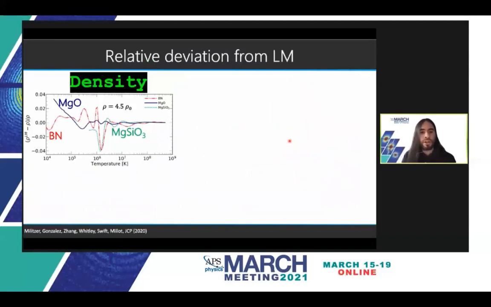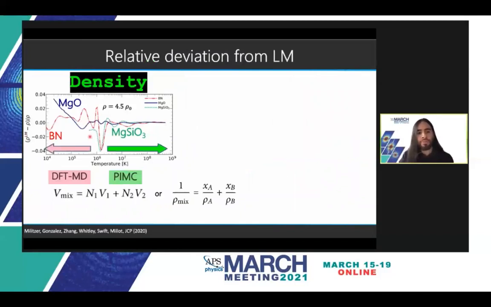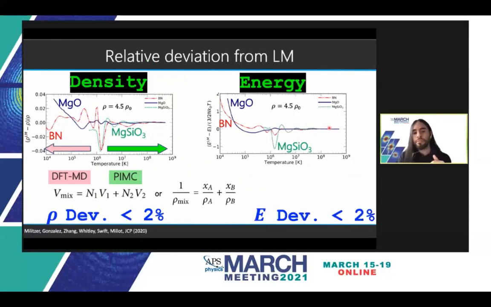So to finish, I just want to mention that the difference in densities within linear mixing with the actual density of the fully interacting material is very small. And we only have problems here in general when we paste the equation of state generated from PIMC and DFT. But in general, the deviations are less than 2%. Same with the energies, that we also see the difference decrease with increasing temperature, and the deviations are in general smaller than 2%.